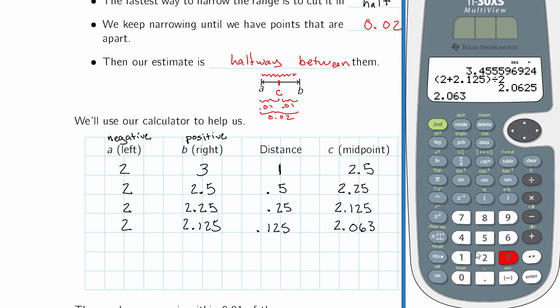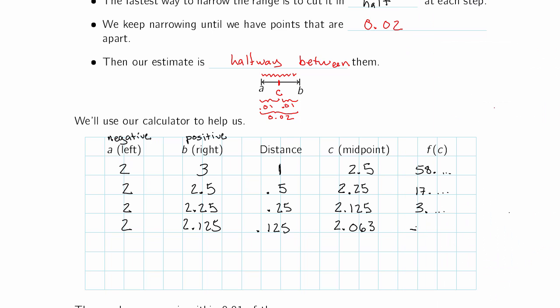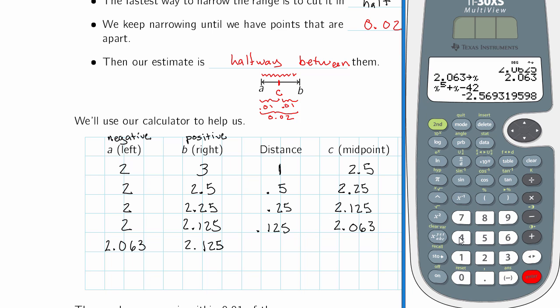And just to keep from messing myself up, I'm going to store my rounded value to x. Go up and grab my polynomial. Oh, and I get -2 in a bit. So this gave me a negative value. That's going to replace my left endpoint. So those are 2.125 minus 2.063. Those are 0.062 apart. I'm getting close to that distance I want.